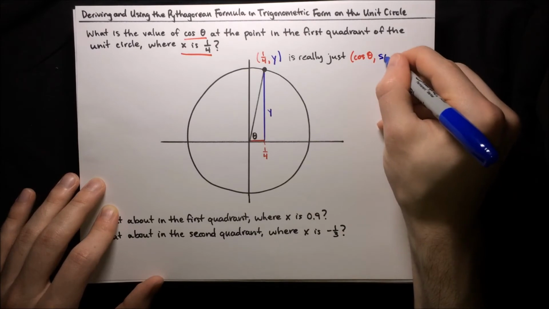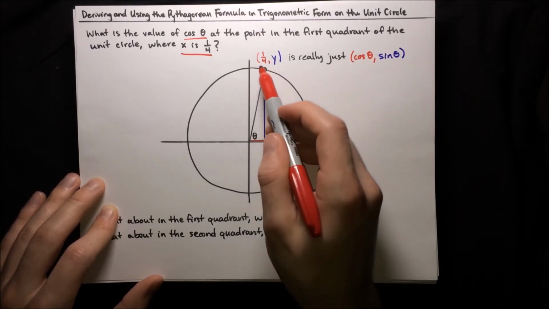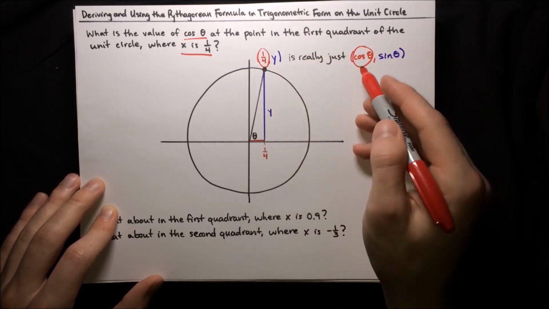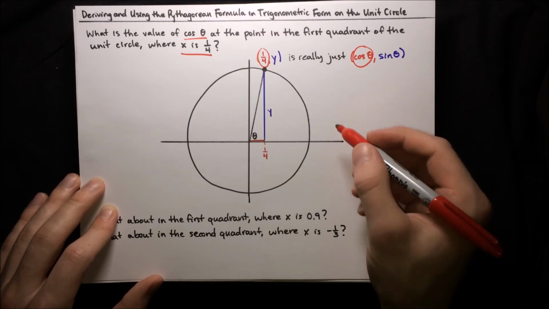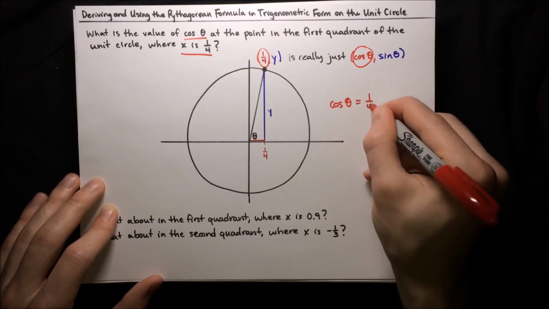So cos theta is really just 1/4. 1/4 is cos theta. They match up. The coordinates match up. So that answers our question right there. Cos theta equals 1/4.